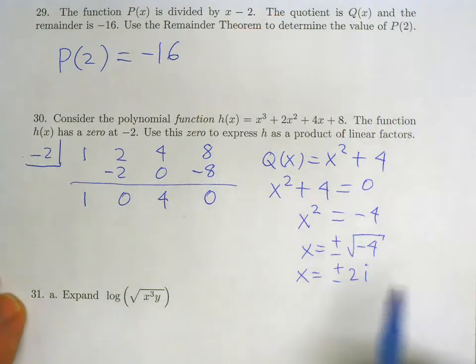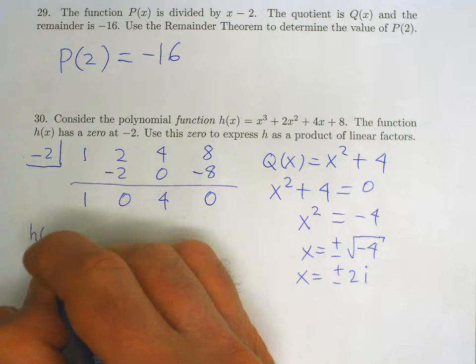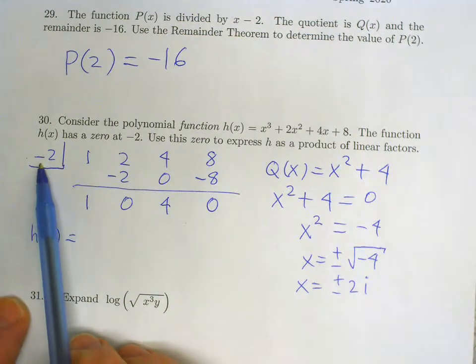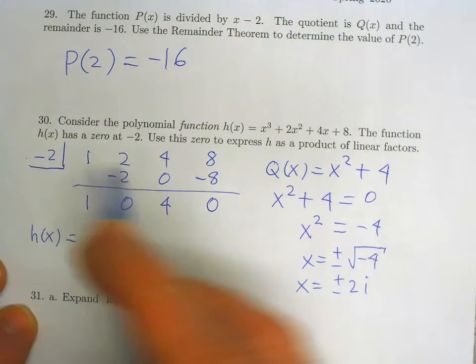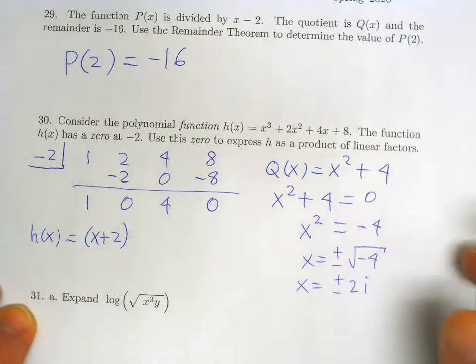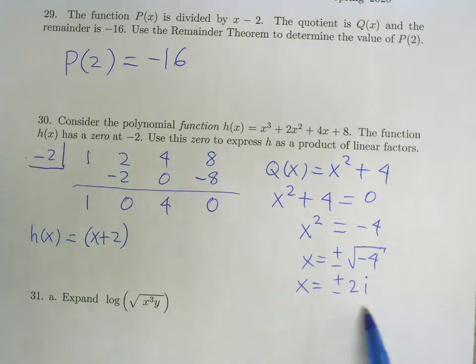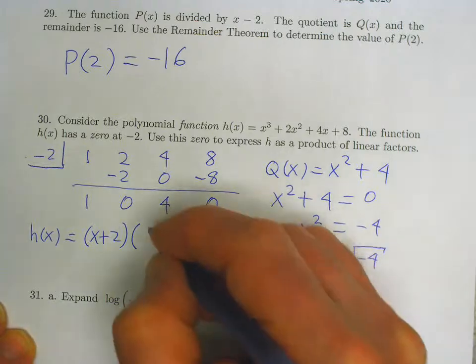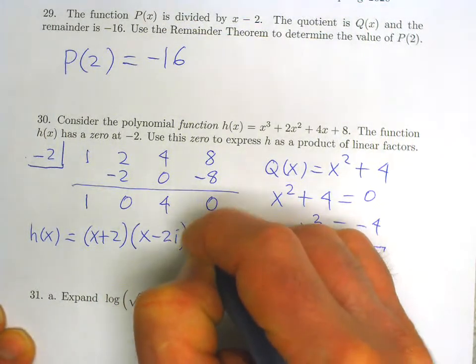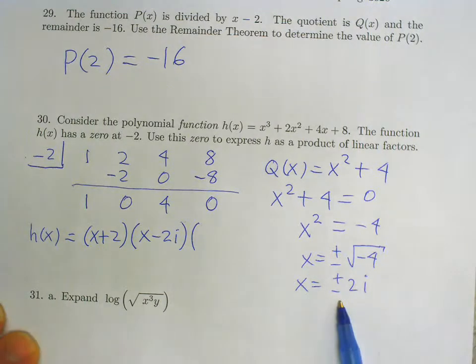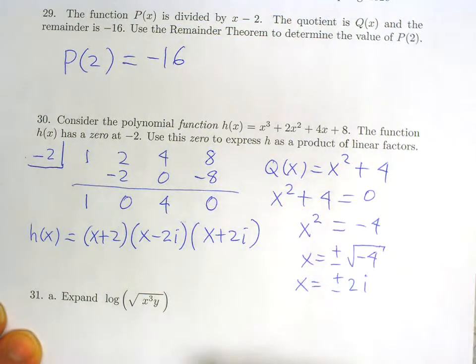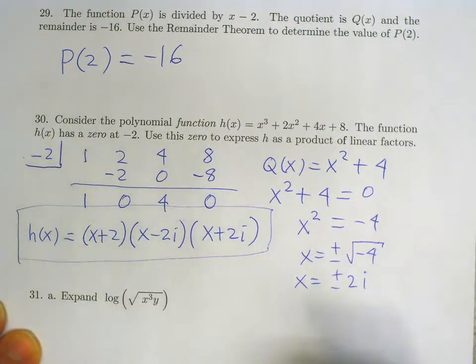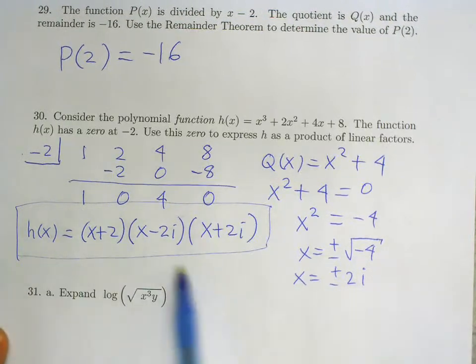Okay, so the linear factors of h of x, well, since -2 is a 0, the linear factor that corresponds to the 0, -2, is x plus 2. And then we have two non-real zeros. One of those non-real zeros is positive 2i. The linear factor that corresponds to positive 2i is x minus 2i. And then the other non-real zero is negative 2i. The linear factor that corresponds to that is x plus 2i. So this is what we're supposed to do, express the function h as a product of linear factors.